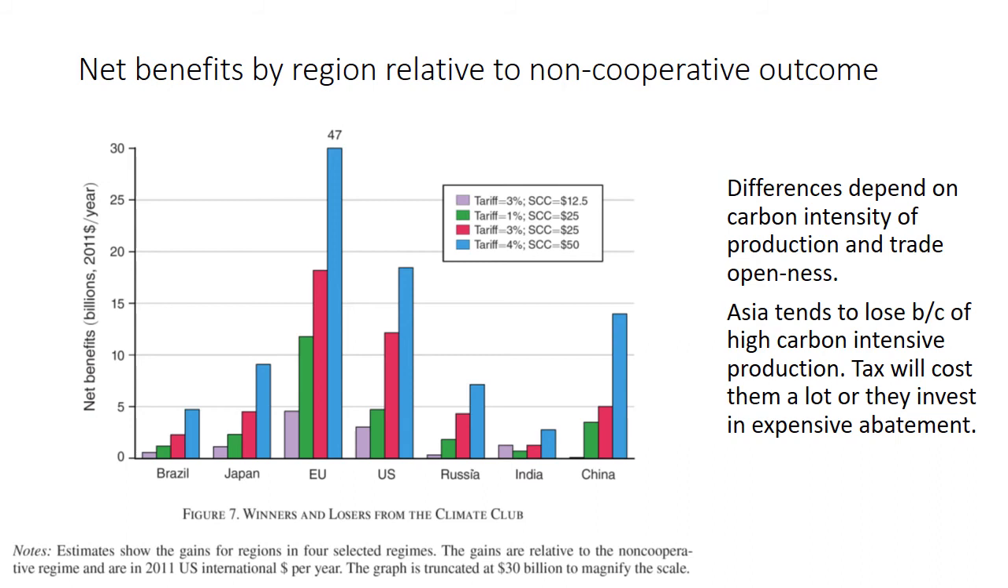So if a country has high carbon intensity production, they're going to be hurt more by the social cost of carbon, places like India and China. And their trade openness, places like Russia, maybe they aren't going to really benefit or be hurt by the tariff. Asia tends to lose because of high carbon intensive production. Tax will cost them a lot, or they invest in expensive abatement. So if you try to tax the carbon emissions from India and China, they're hurt a lot, or they have to figure out how to completely change their energy infrastructure.